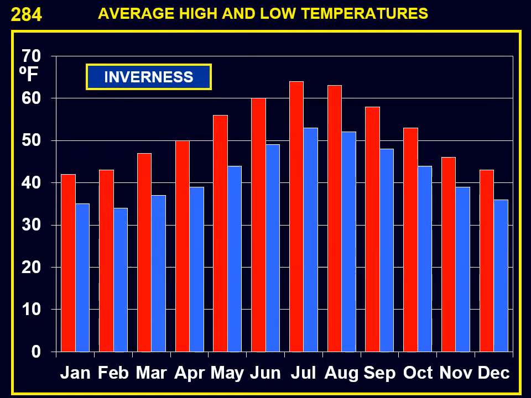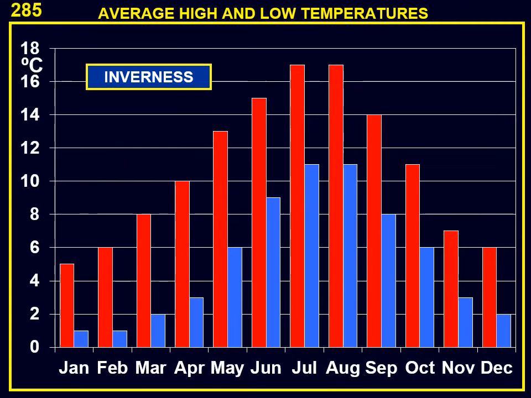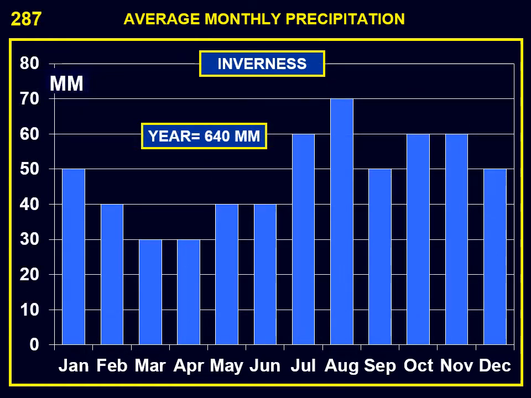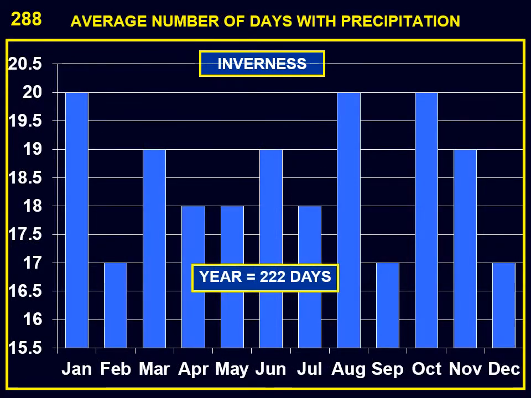Here are the average high and low temperatures in degrees Fahrenheit throughout the year in Inverness. Here are the average high and low temperatures in degrees Celsius throughout the year in Inverness. Here is the average monthly precipitation in inches throughout the year in Inverness. Here is the average monthly precipitation in millimeters throughout the year in Inverness. Here is the average number of days with precipitation in Inverness. We see that there is rain or snow on the average 60% of the days, almost throughout the year. Although the total annual precipitation is just 25 inches or 640 millimeters.